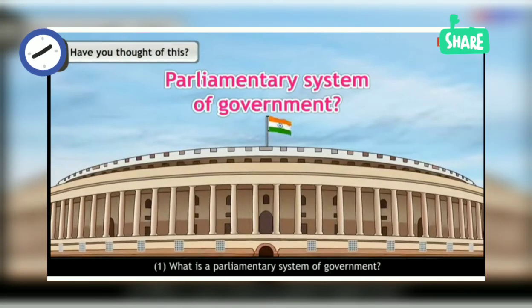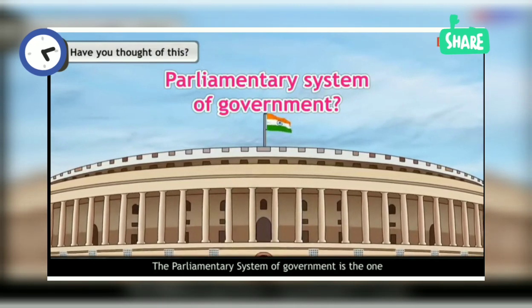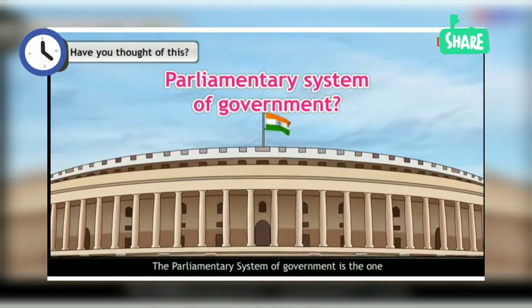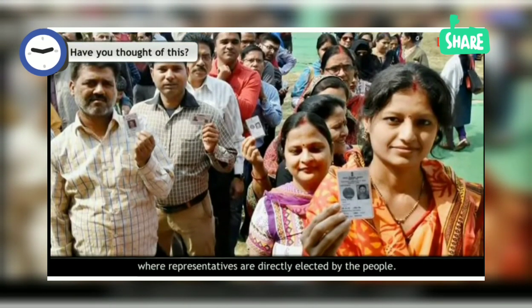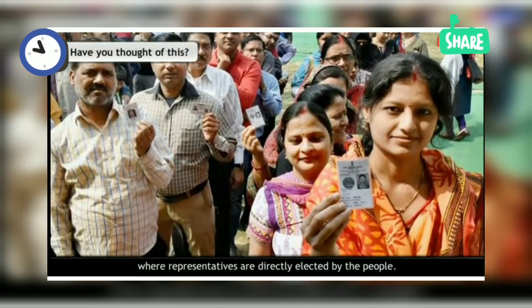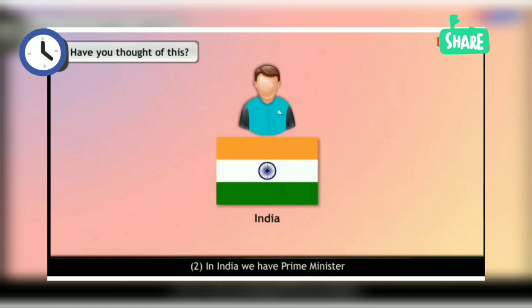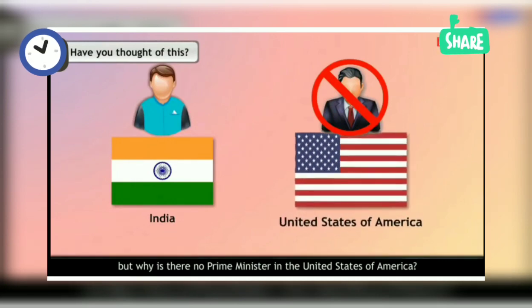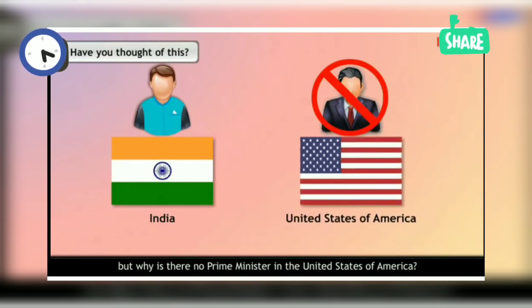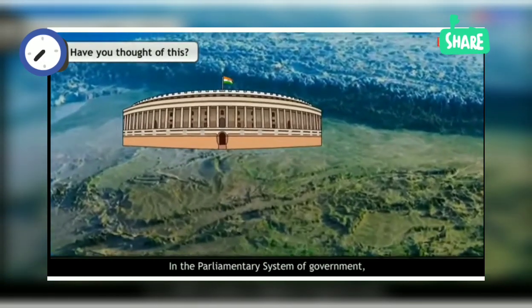Did you ever wonder what the parliamentary system of government is? The parliamentary system of government is the one in which the prime minister will be the head, and where representatives like the prime minister and president are directly elected or appointed by the people. In India we have a prime minister, whereas in the United States of America they don't have a prime minister, they have a president. So why is it so? We have a prime minister and they have a president. This is because we use the parliamentary system of government.